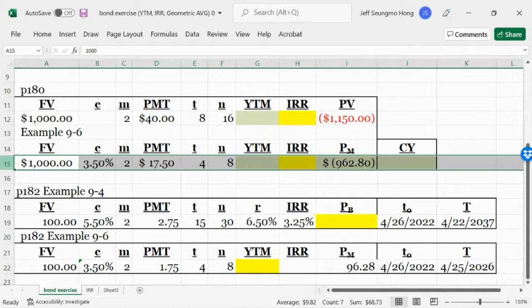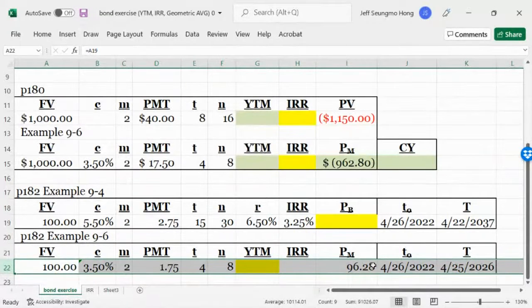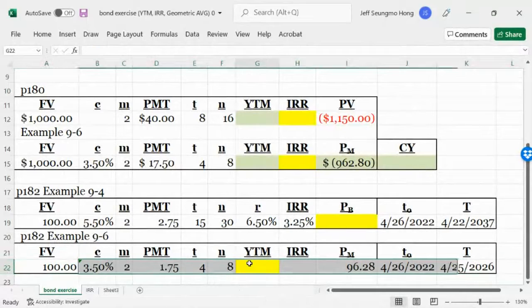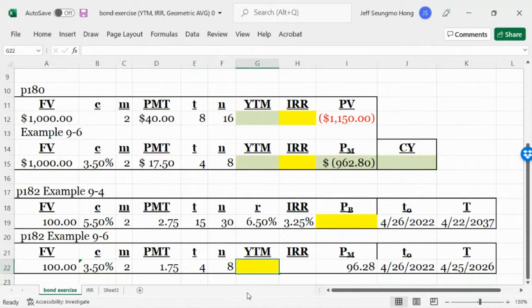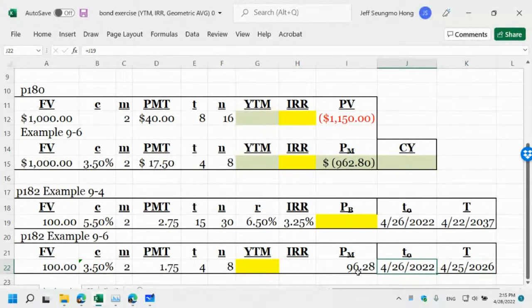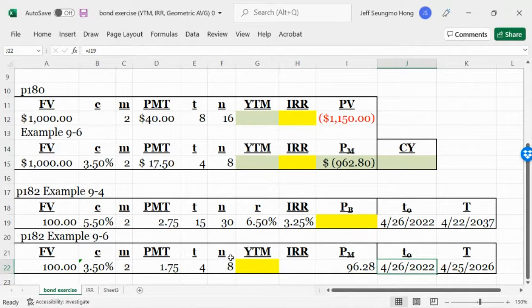Actually, it's the replica, the duplicate of this example, and this example is expressed in dollars. But to solve for the yield, I have to use the yield command in Excel's built-in function. So to use the yield command, I have to put it this way, and the time zero and the maturity date must be given.